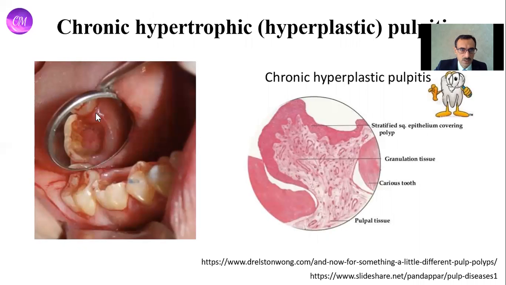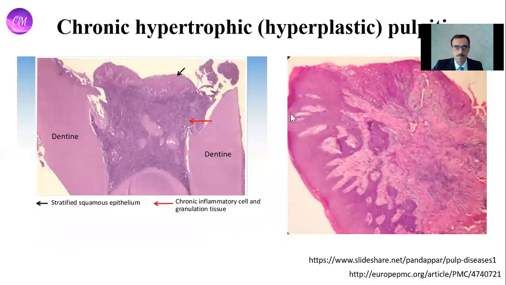In this figure, we see the gross view of chronic hypertrophic or hyperplastic pulpitis. Here is the tissue of the pulp, the adjacent carious tooth, and you see the granulation tissue covered with stratified squamous epithelium. And this is the pulp polyp, or chronic hyperplastic pulpitis.